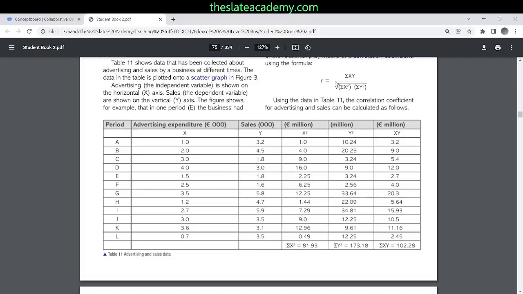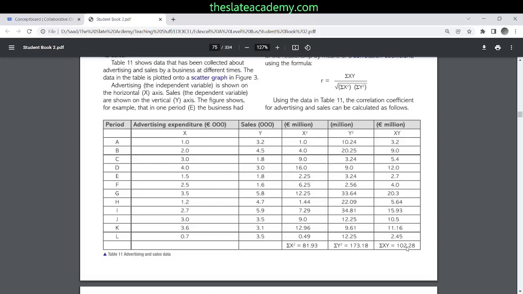Got it, Mazen? Did you get what I meant by sigma x squared, sigma y squared, and sigma xy? Did you get how I got these? We first calculated the x squareds, and then we added them. We calculated y squareds. We added them. We calculated xy. We added them. Then we are just using these values and plugging them over here. Sigma xy is 102.28.